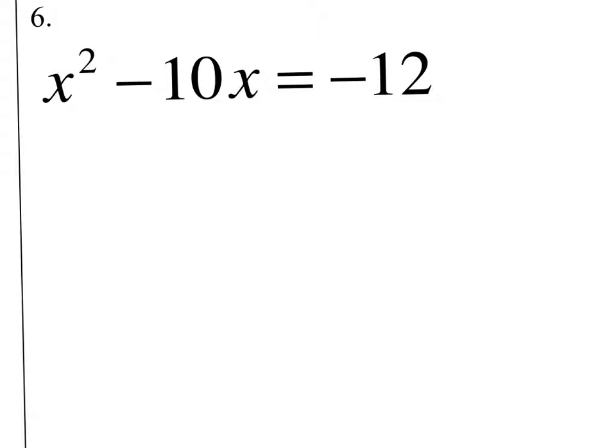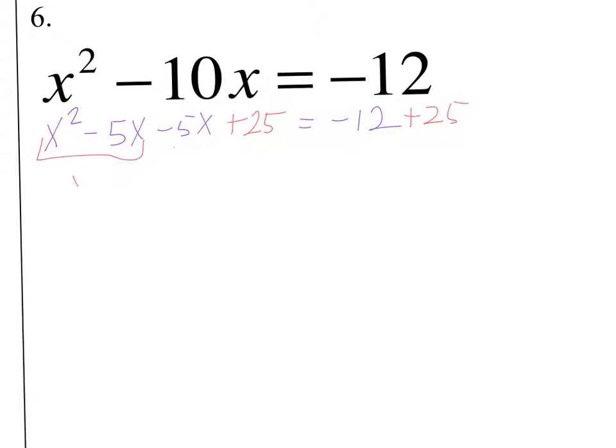This one's already set up pretty good for us. My x squared is by itself. I don't have a c term to mess things up. I'm going to start by splitting up my b term. 5x minus 5x is equal to negative 12. Next up, I'm going to multiply these two pieces together. Negative 5 times negative 5 is plus 25. I'm going to add 25 to both sides in order to complete the square.